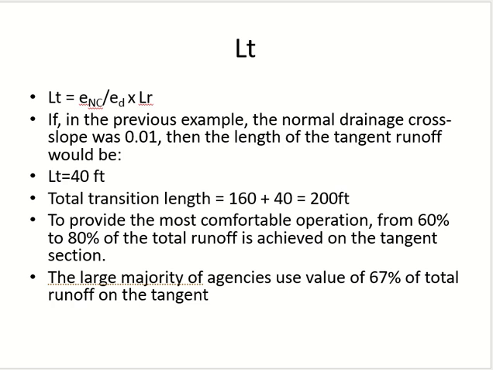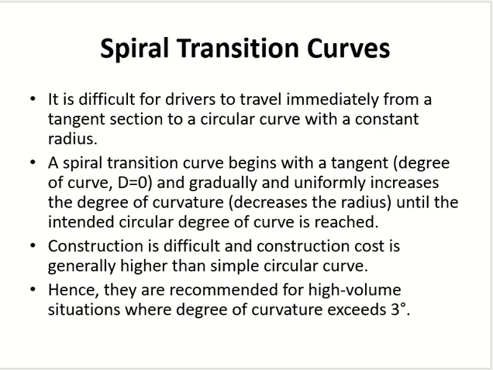Later on you can add them and you can know the total length required for the superelevation. Then we divide it between the tangent and the curve. The division can be 2/3 on the tangent and 1/3 on the curve, or it can be 80-20: 80 on the tangent, 20 on the curve. In some special cases, before the curve, we can provide a spiral curve.